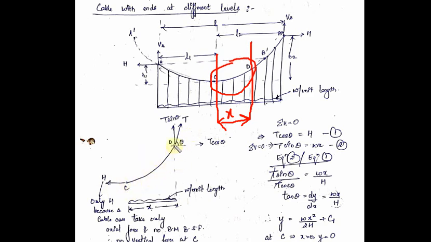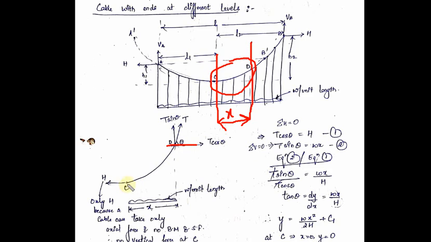See, at point D, we know that in a cable no bending moment and shear force are produced. Only tensile force is produced in a cable. So when we cut a section at point D, there will be only one force, that is tension. Suppose this tension makes an angle of theta with the horizontal. This inclined force T will have two components, one horizontal and one vertical. The horizontal component will be T cos theta and the vertical component will be T sin theta.